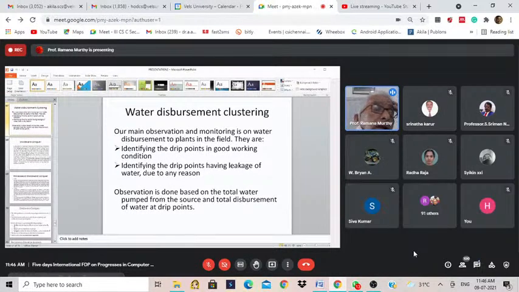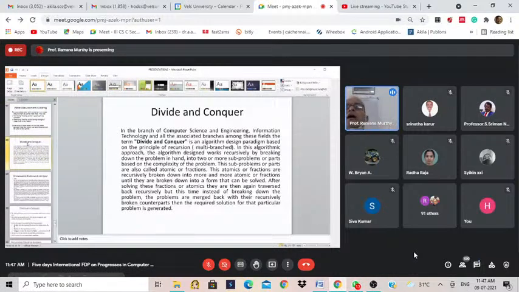In order to do that, first I will use one concept, our most familiar algorithm, divide and conquer. In this branch of computer science and engineering and information technology, the term divide and conquer is associated with many fields. Today, divide and conquer has become a tool for everybody to have the power. Divide and rule, that's why.